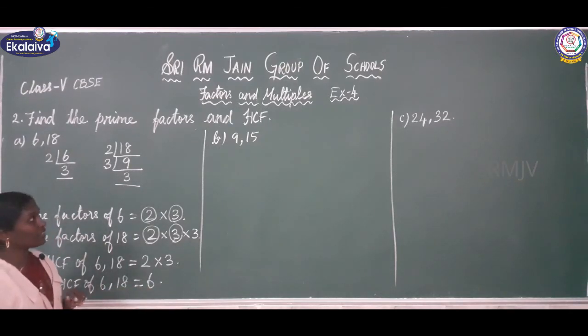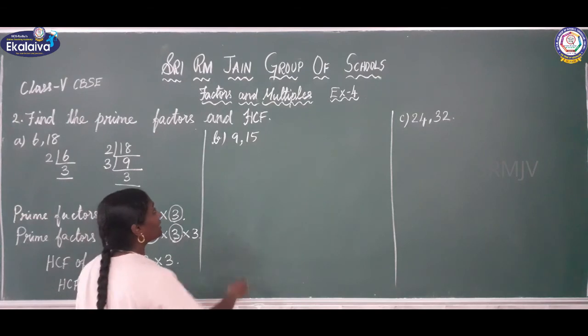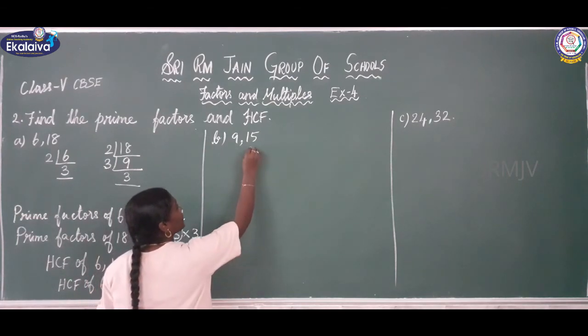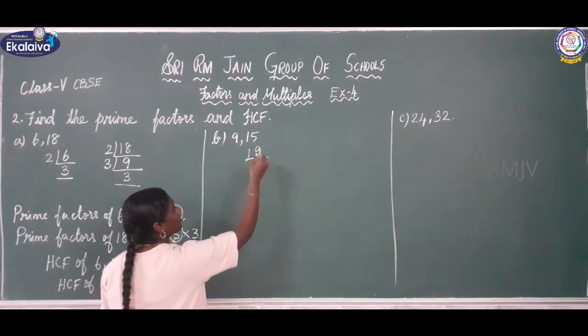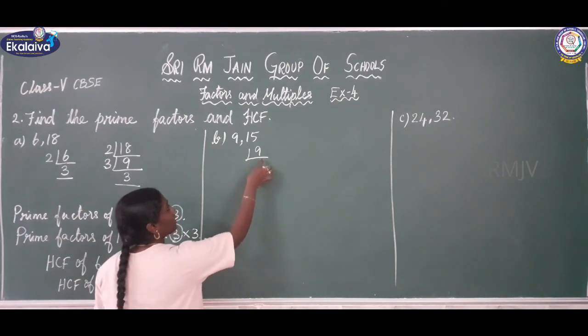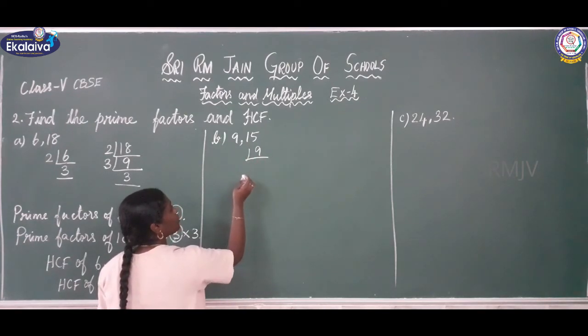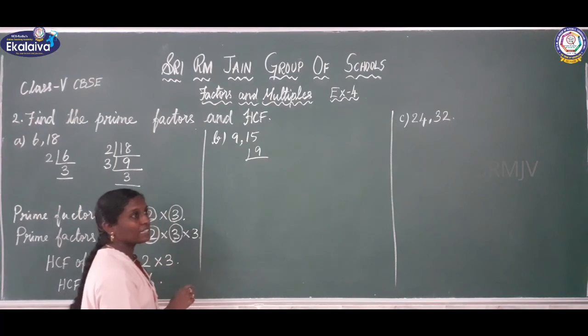Is it clear, children? The next two numbers, 9 and 15. First we have to find the prime factors of 9. Here 9 is an odd number. So which is the smallest prime factor? 3.